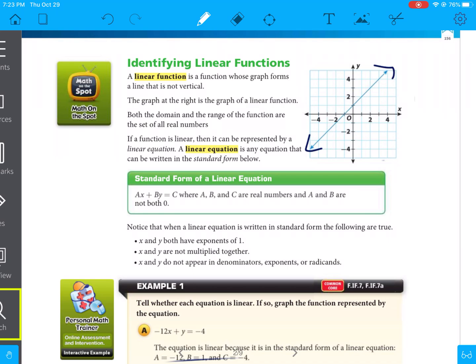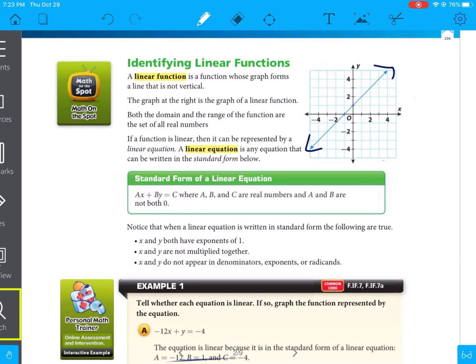A linear equation is any equation that can be written in the standard form below: ax plus by equals c, where a, b, and c are real numbers, and a and b are both not 0. So one of them could be 0, but they cannot both be 0. A is the coefficient of x, b is the coefficient of y, and c is just a constant.